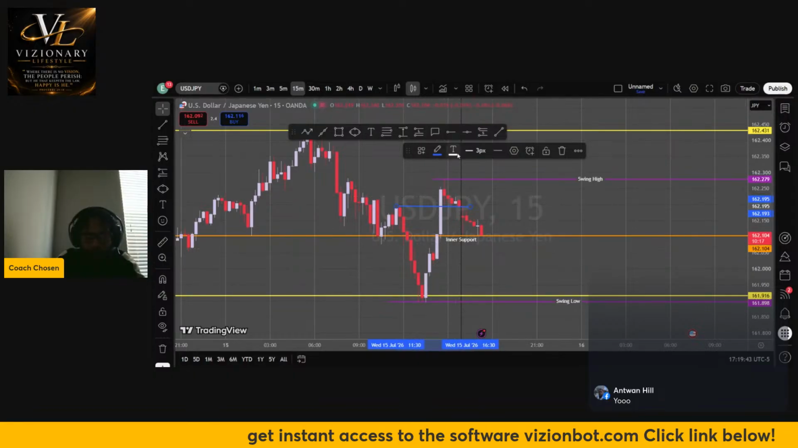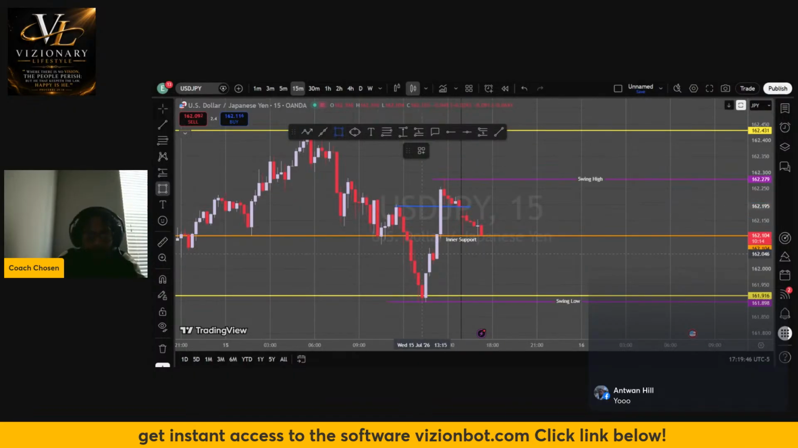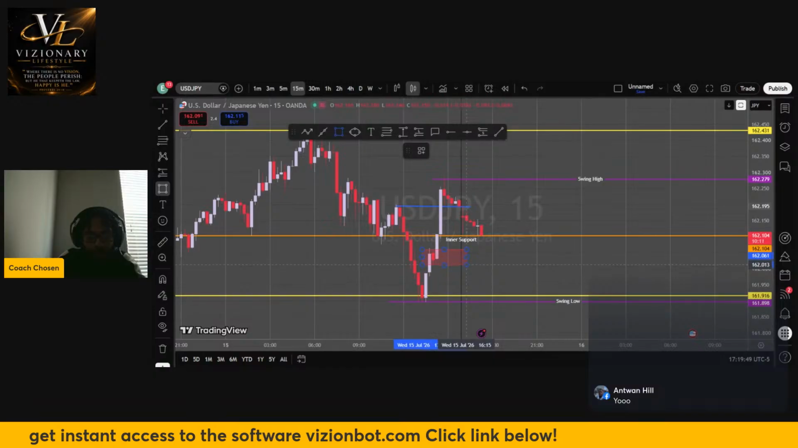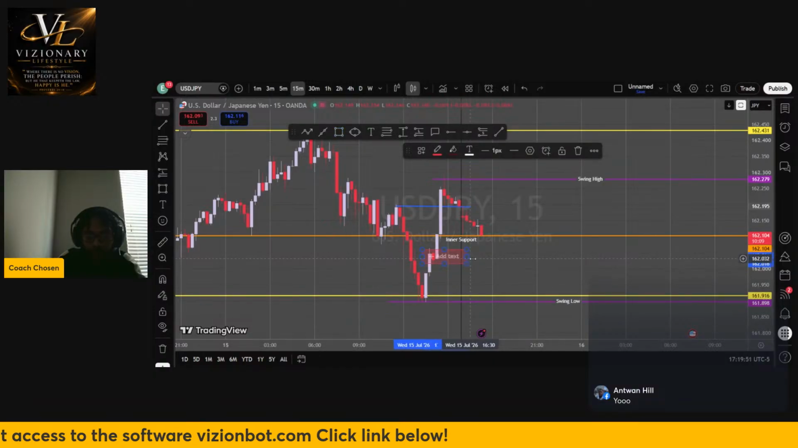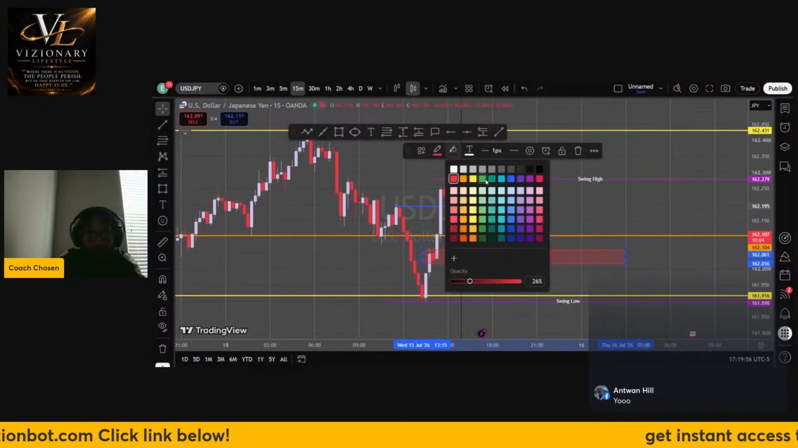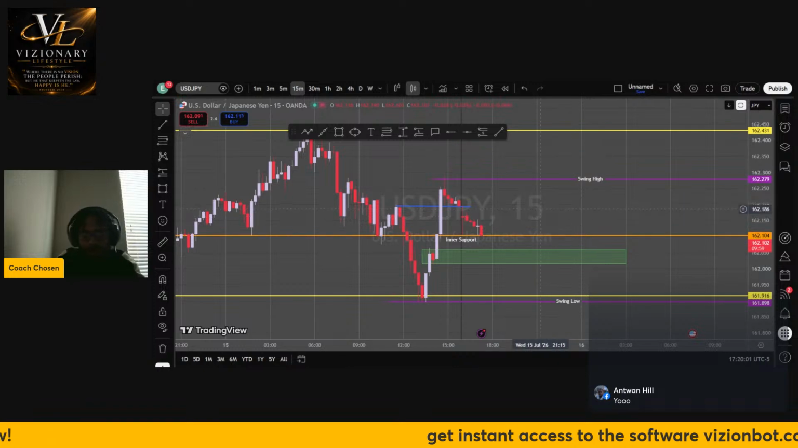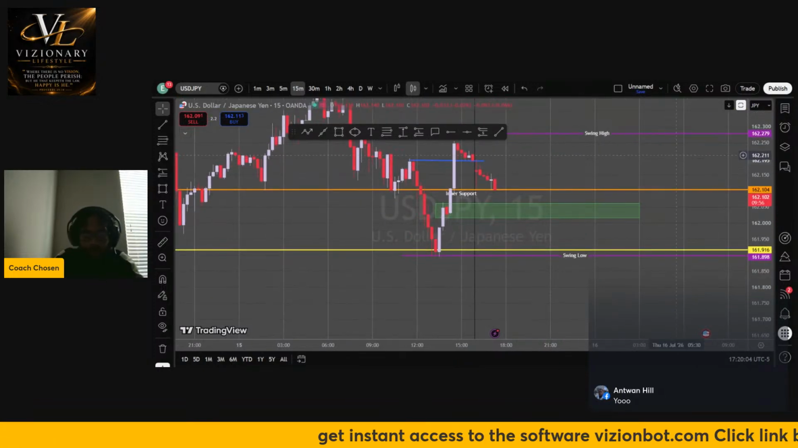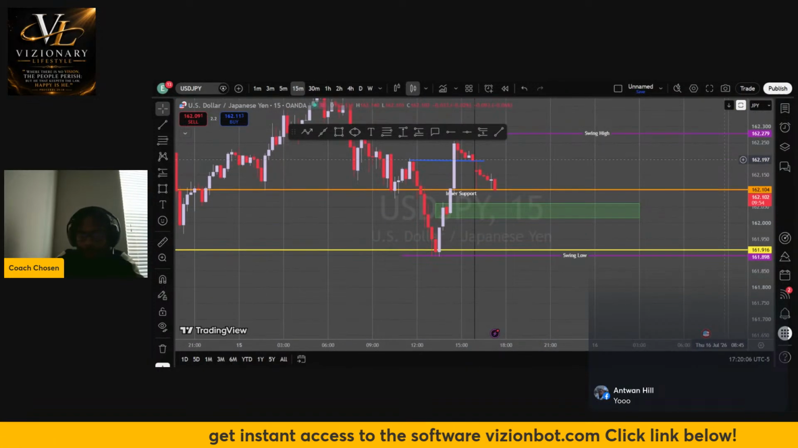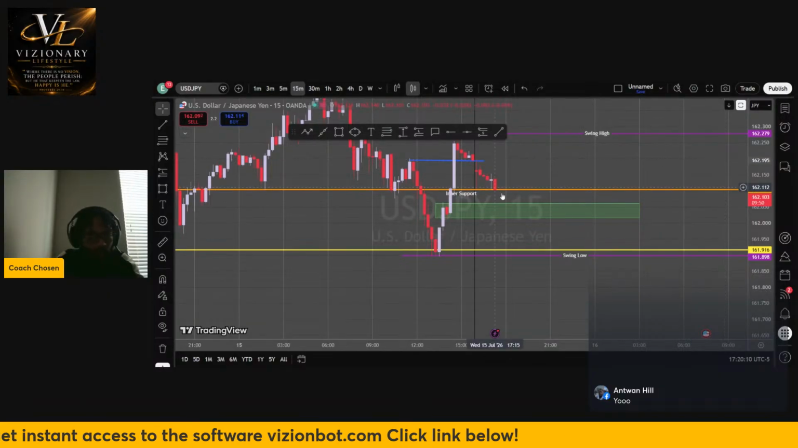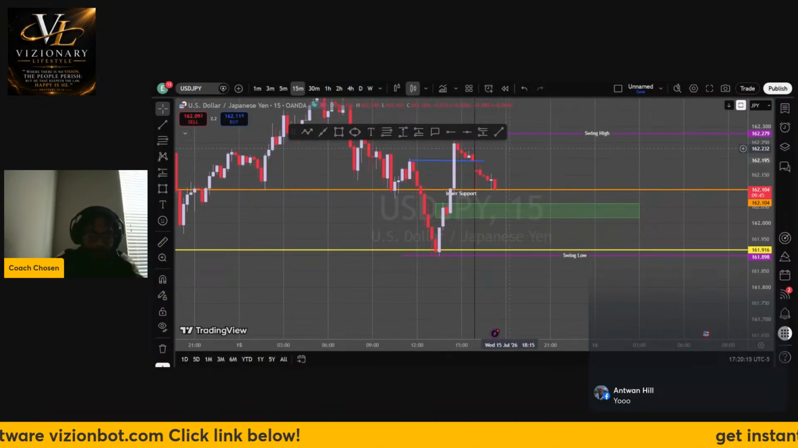Where is the place that it bought from previously? We had an aggressive move here. So this is a demand. So what needs to happen? Once we close below here, the candle has to close below here, not just tap it and then pull back. No, that candle body needs to be below the support.